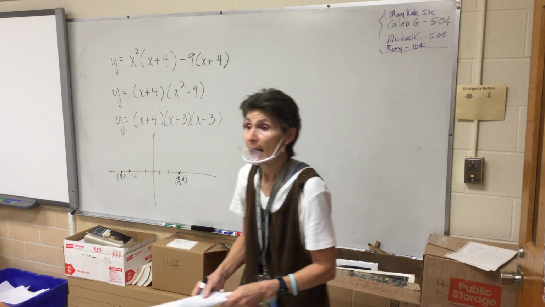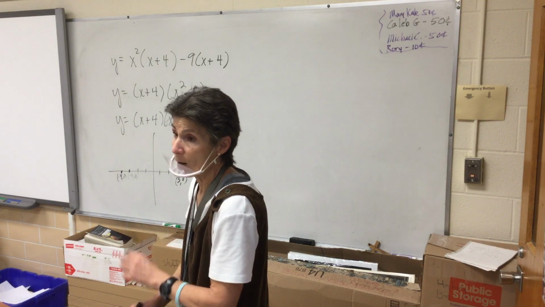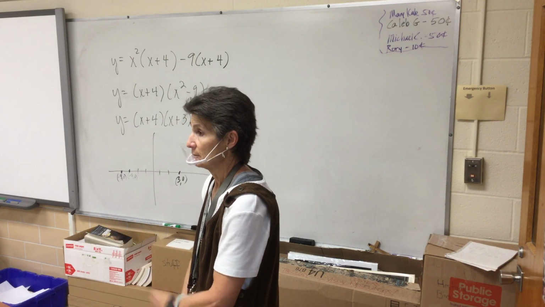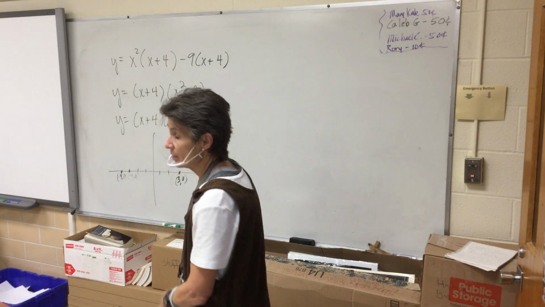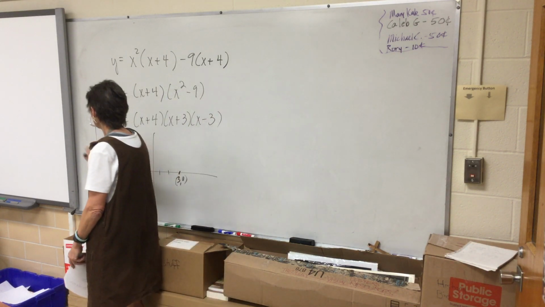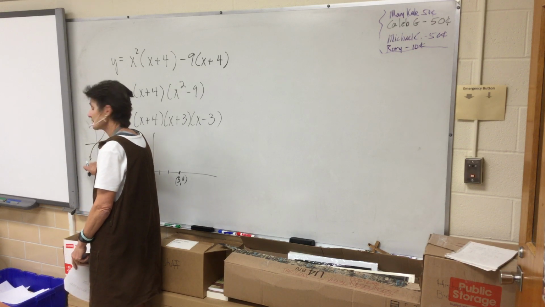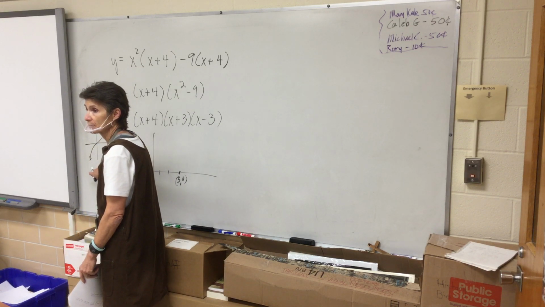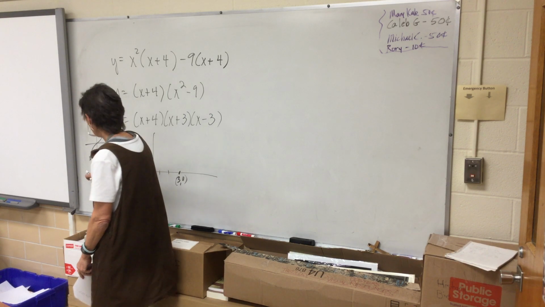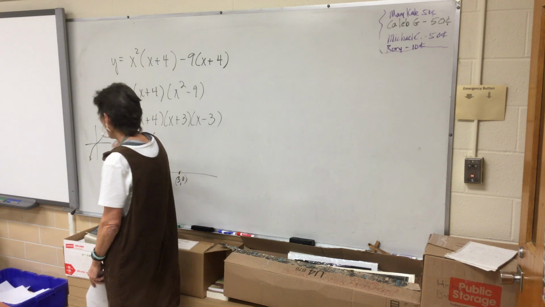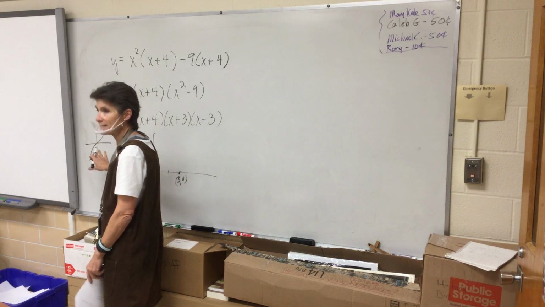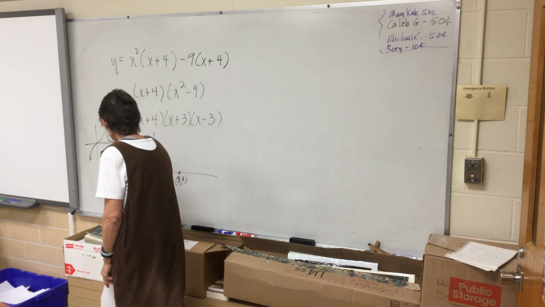Now, how many x's does this problem have? 3, right? 3's odd. Odd doesn't act like even. Odd acts like this. Odd starts down here, right? Now, is there a negative in front of this problem anywhere? No. So I'm not flipping this over. This is what it's going to look like. So I'm going to start down here.